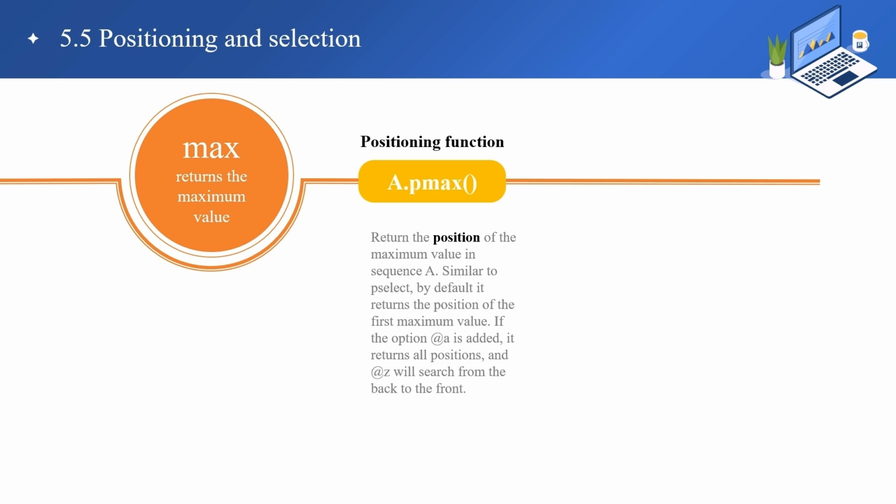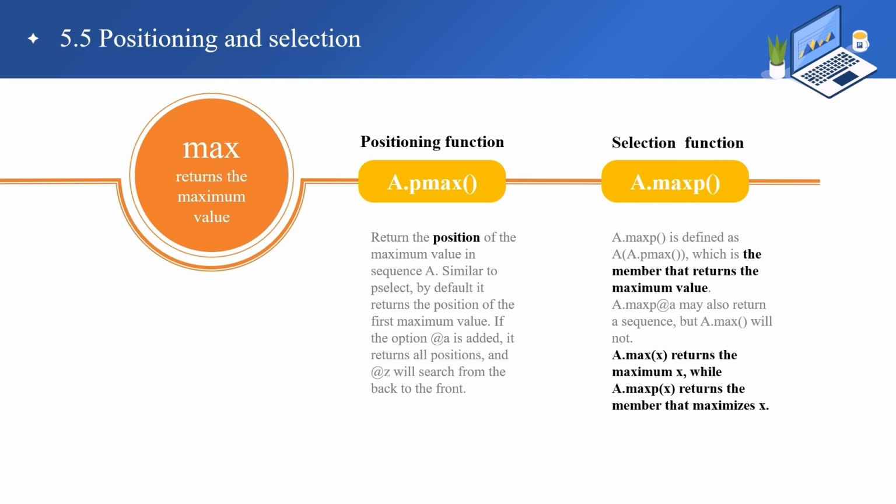It's easy to ignore that there is another selection function, maxp, that is related to max. A.maxp is defined as a(a.pmax), which is the member that returns the maximum value. If you think about it, isn't it a.max? Why create a new function? It's still different. In a simple way, a.pmax has the @a option, which may return multiple values, so that a.maxp@a may also return a sequence, but a.max will not. However, even if a.maxp@a is a sequence, the members are all the same. It doesn't seem very interesting.